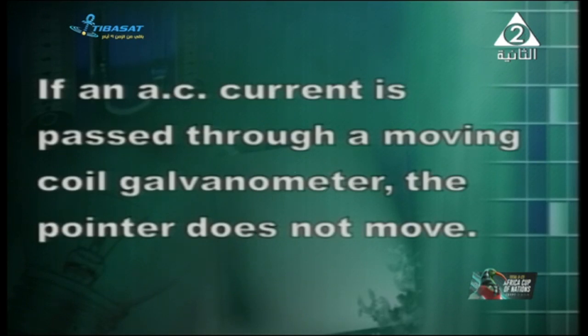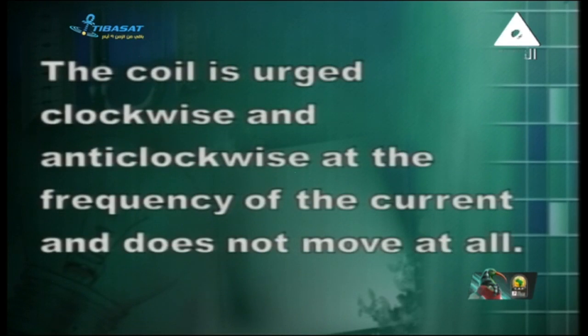Why? We want to explain this. Don't ever forget that the galvanometer is based on the magnetic effect, which depends on the direction of the current. The coil is urged clockwise and anti-clockwise because the current reverses direction at the frequency of the current, and does not move at all. So the coil will be pushed to move in one direction and then in the opposite direction with high frequency, but it cannot do this, so it just records the average, which is 0.